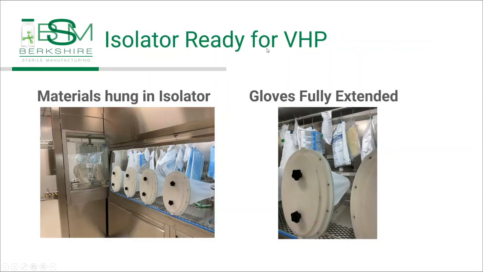Okay. Here's some pictures of an isolator ready for vaporized hydrogen peroxide. You can see all of the materials are hung inside the isolator. There's space in between all of these, so the vaporized hydrogen peroxide can get between these and can sanitize all surfaces. These are the gloves. You see they're fully extended right here.